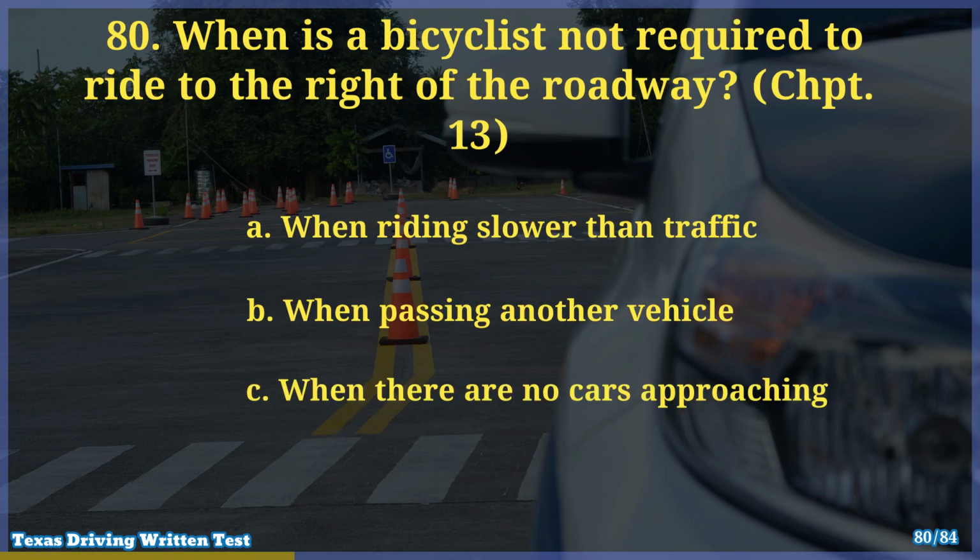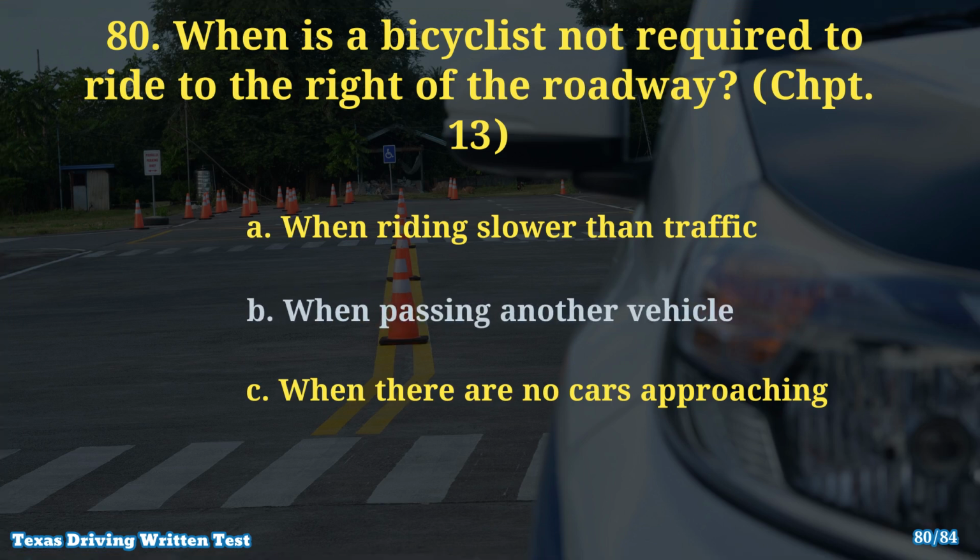80. When is a bicyclist not required to ride to the right of the roadway? A. When riding slower than traffic. B. When passing another vehicle. C. When there are no cars approaching. Answer is B. When passing another vehicle.